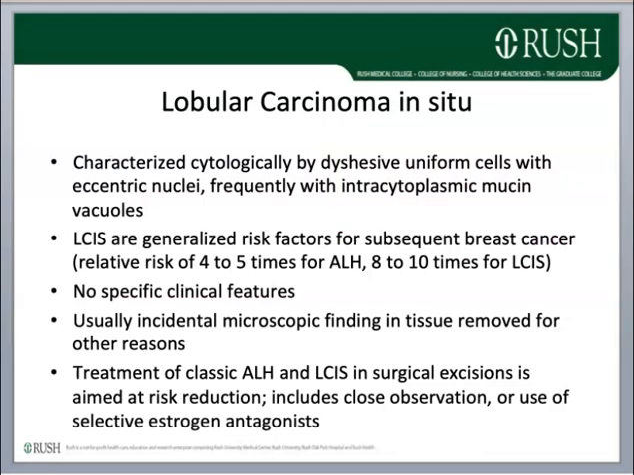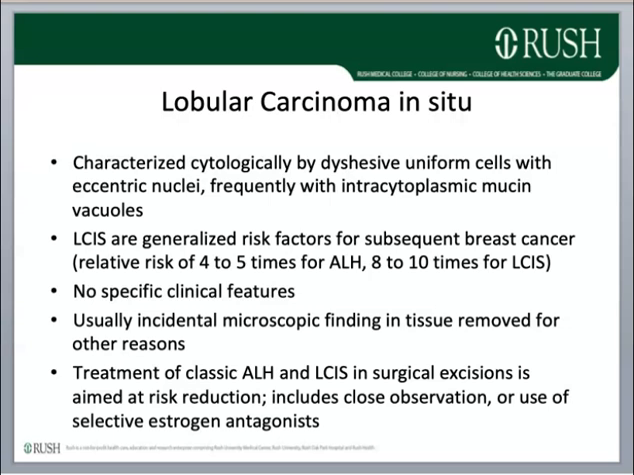The other main category of breast cancer is lobular carcinoma. So lobular carcinoma in situ is characterized cytologically by discohesive uniform cells that have eccentric nuclei and frequently show prominent intracytoplasmic mucin vacuoles, giving the cells a signet ring type of appearance.